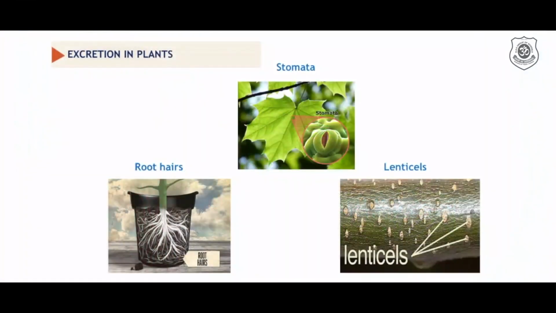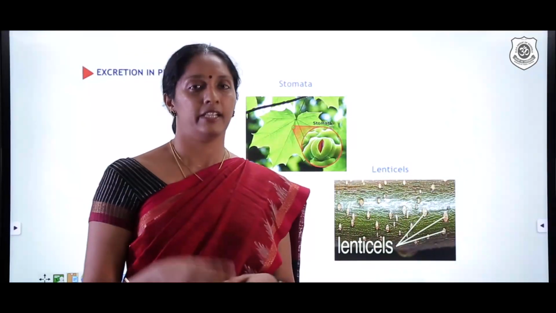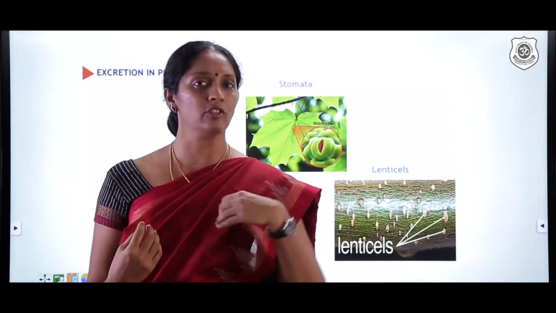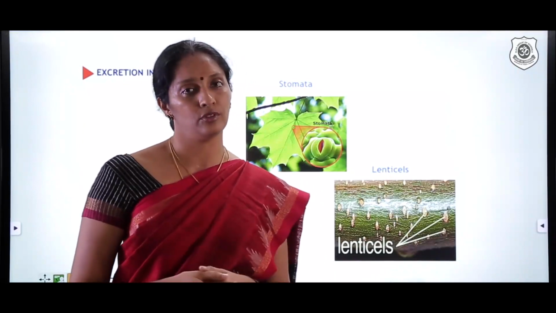Lenticels are present on the stem, in the bark of the trees, and they help in elimination of gases, like carbon dioxide moving out through these lenticels. Root hairs that are present in the root also help in exchange of gases. They help in taking in oxygen and giving out carbon dioxide. So elimination of carbon dioxide is occurring through the root hairs.